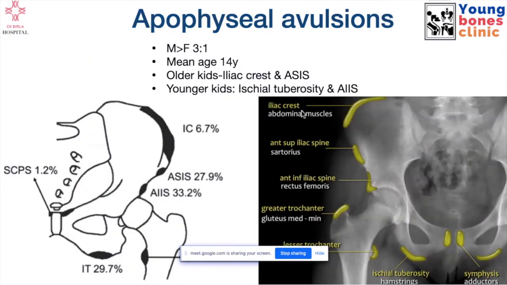Now, kids who frequently fall, adolescent age group, high-end athletes, those who are playing highly active games, can have apophyseal avulsions.